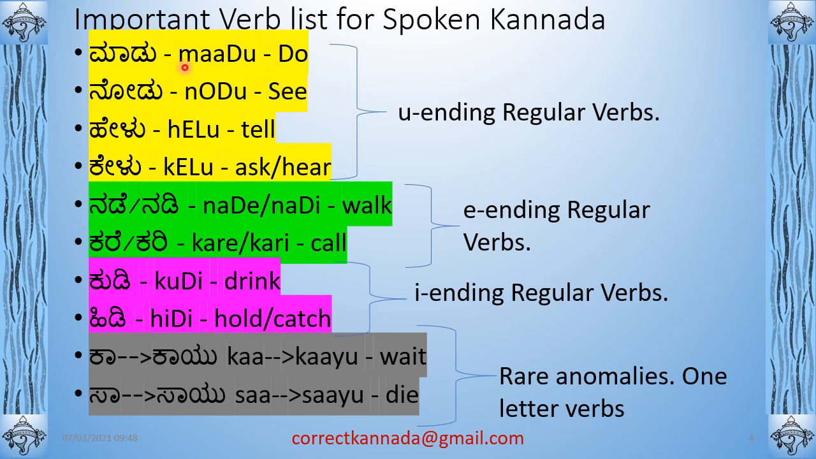So let's move on. Here I've given color codes for different types of verbs. In Kannada, most of the verbs are u-ending: Madu, Nodu, Helu, Kelu, and they are regular. I've talked about regular and irregular verbs in my verbs tutorial.